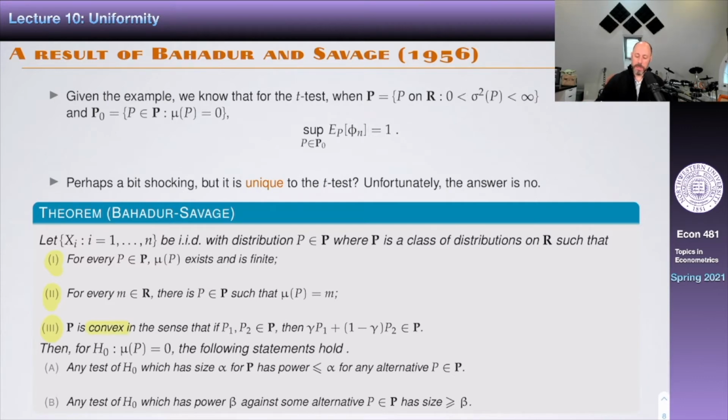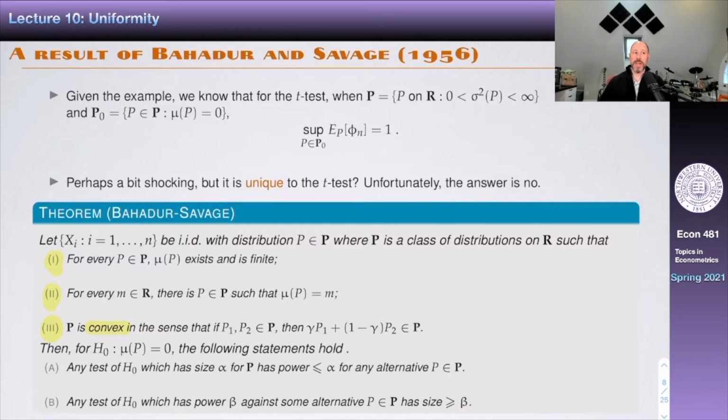Okay? Then the theorem says, for testing the null hypothesis that the mean is 0, the following statements hold. Any test of the null hypothesis which has size alpha for bold P has power bounded above by alpha for any alternative in bold P. Any test which has power beta against some alternative P has size that is at least equal to beta. So you are stuck. If you control size, you have no power. If you have power, you can't control size. And this testing problem is impossible.